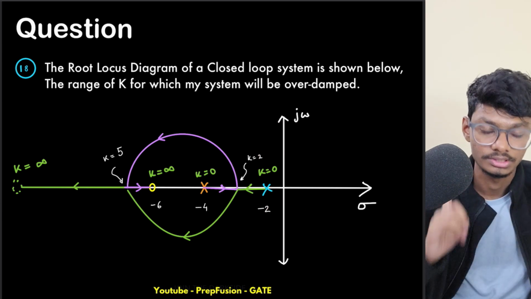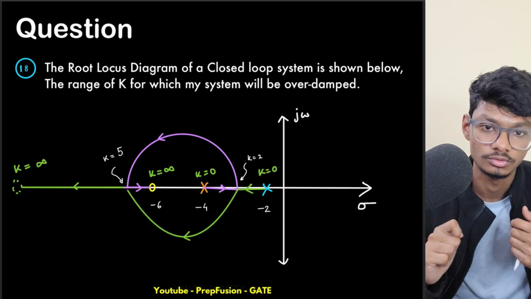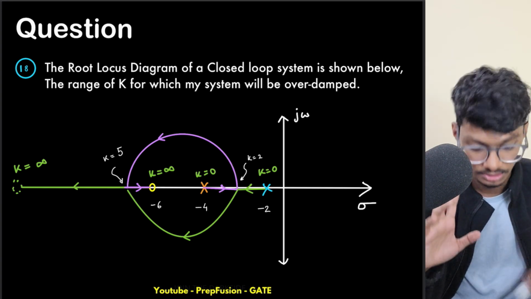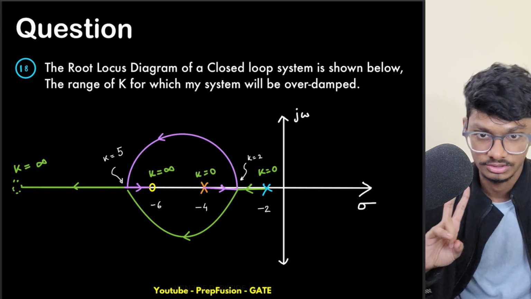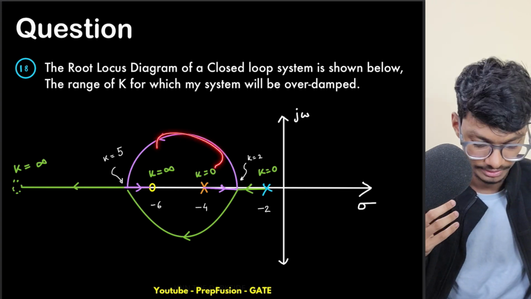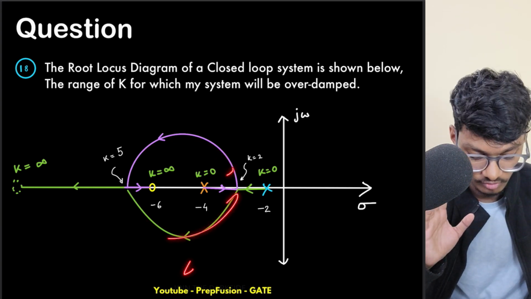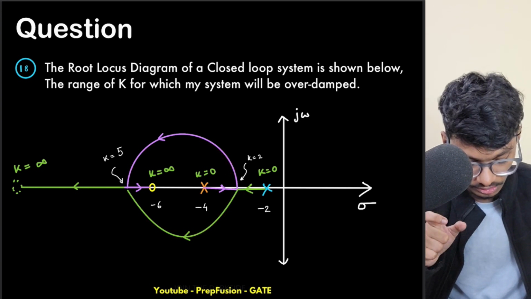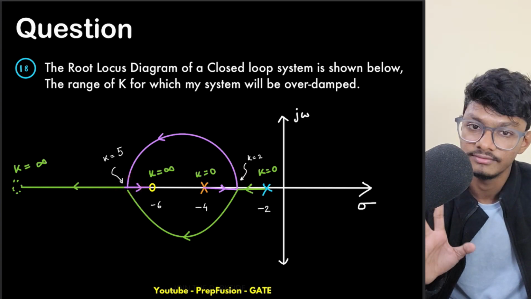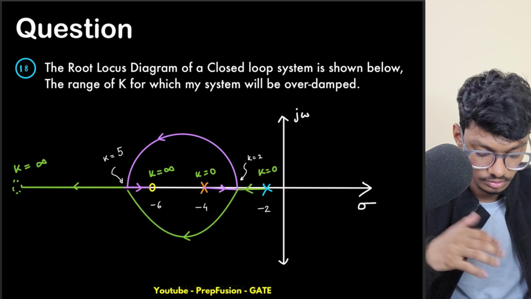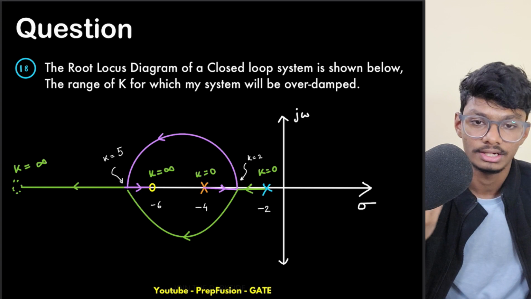Can I get an underdamped system? Yes. What are the characteristics of the roots for the underdamped system? My roots should be complex conjugates of each other. So here this is lying totally in the complex plane. Here I have complex roots, so obviously between k equals 2 to k equals 5 I will have complex conjugate roots, so hence I will get an underdamped system.